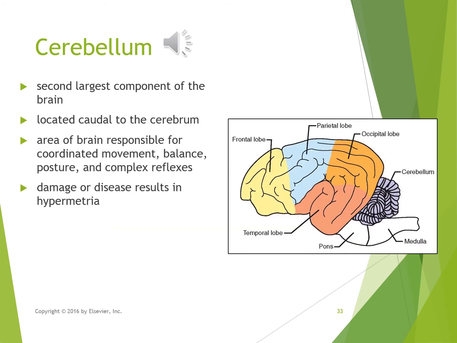The cerebellum is the second largest component of the brain, and it is located caudal to the cerebrum. It is the area responsible for coordinated movement, balance, posture, and complex reflexes. Damage or disease to this area of the brain results in hypermetria, or really exaggerated gait.